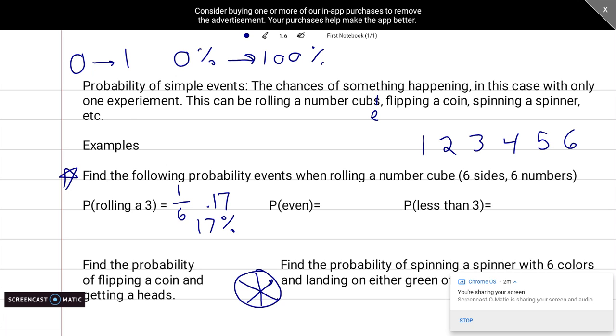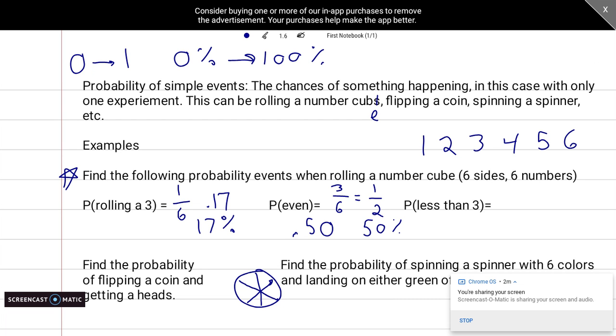My even numbers are 2, 4, and 6. That's 3 even numbers. I have a possible 6 choices, and I can reduce that fraction to 1/2. If I needed the decimal form, I divide to get 0.50 or just 0.5, and then the percent would be 50%. What that is saying is every time you roll this number cube, you have a 50% chance of getting an even number. Let's take a look at the last one.